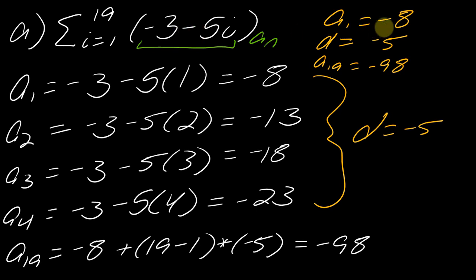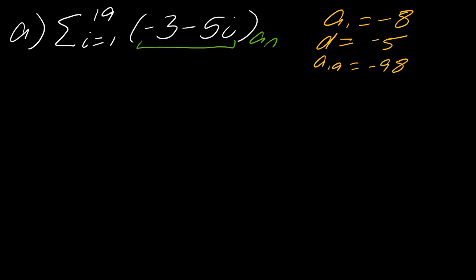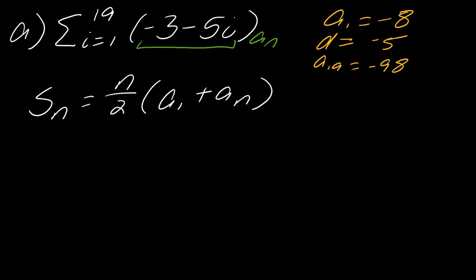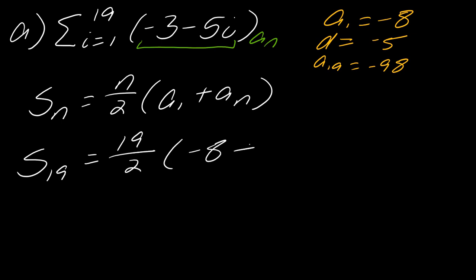It's debatable whether or not you've saved time with this. It's just another way you can go about this. So let me clear some space. And now we can use the sum formula. So actually I'll just write the general formula for a moment. This is n over 2 times a sub 1 plus a sub n. So if I want to get to the sum of the 19 terms, I can take 19 divided by 2 and then negative 8 plus negative 98. So that's the whole calculation that I can do.